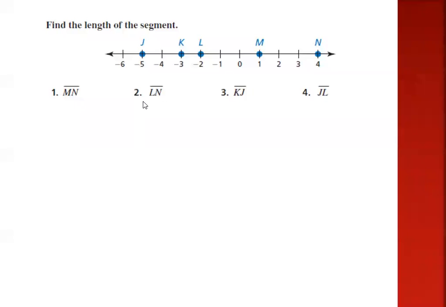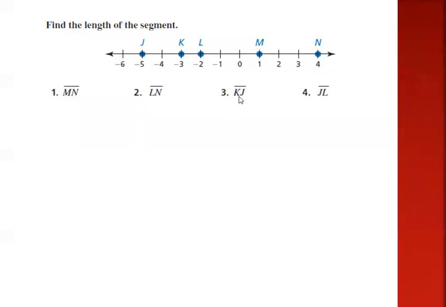What about absolute value LN? Where is L? Negative 2. Where is N? 4. So it will be absolute value 4 minus negative 2. It will be equal how many? 4 plus 2, 6. So it will be equal to 6.